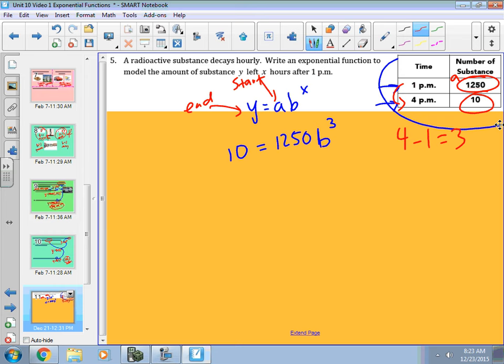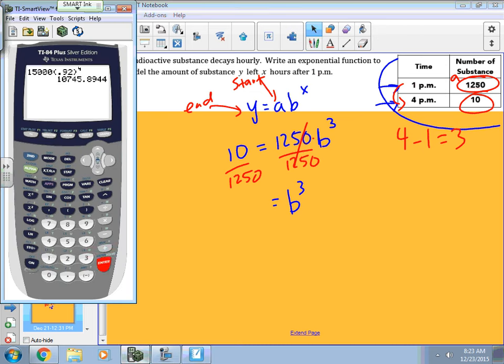So to get rid of this 1250, since it's being multiplied, we want to divide both sides to start with by 1250. That cancels this out. So on the right side now, we've got b to the third power. If we go on our calculator and divide 10 by 1,250, we get 0.008.